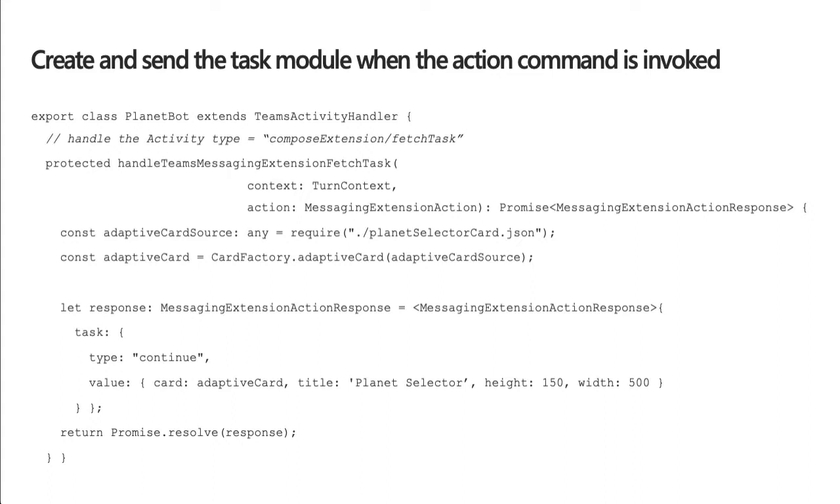The following code demonstrates a messaging extension web service implemented using the bot framework SDK that responds when an action command is invoked. This example implements the task module using an adaptive card. The method handleTeamsMessagingExtensionFetchTask is called by the bot framework SDK when a message of type composeExtension/fetchTask is received.